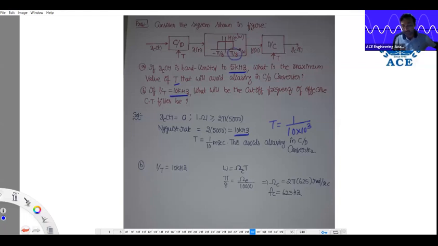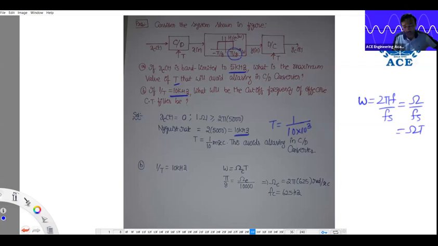Pi by 8. What is the relation between omega and ohm? Same formula, don't be tensed. 2 pi f by fs, this way we have written there. That is ohm by fs means ohm into T. Nothing new I have created, sir. Same formula, omega equals ohm C into T.